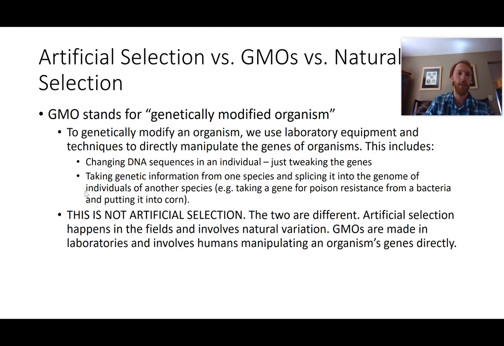There are a couple other types of GMOs I'm not going to get into, but these are the two main types. This is not artificial selection. Artificial selection is basically just taking natural variation that occurs anyway within a population and selecting for the variation that we see. It's basically just natural selection, but by human hands. GMOs is totally just changing the genome of a species, or individuals of a species. So GMOs are made in laboratories. They involve human manipulation of an organism's genes, and you directly manipulate the genes.